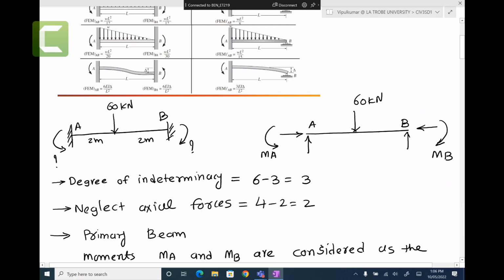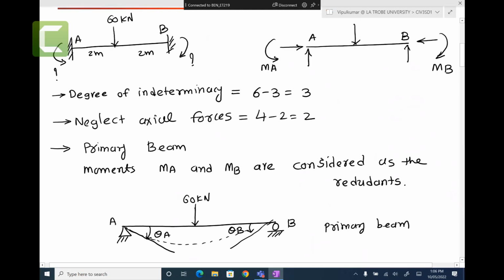So we use the force method here. You know the force method that we teach, which we use to find the reaction forces in an indeterminate structure. This is an indeterminate structure. You can't solve it with the equilibrium equations. So the degree of indeterminacy: 6 take away 3, then axial forces are not there, so 4 take away 2. Your degree of indeterminacy is 2.